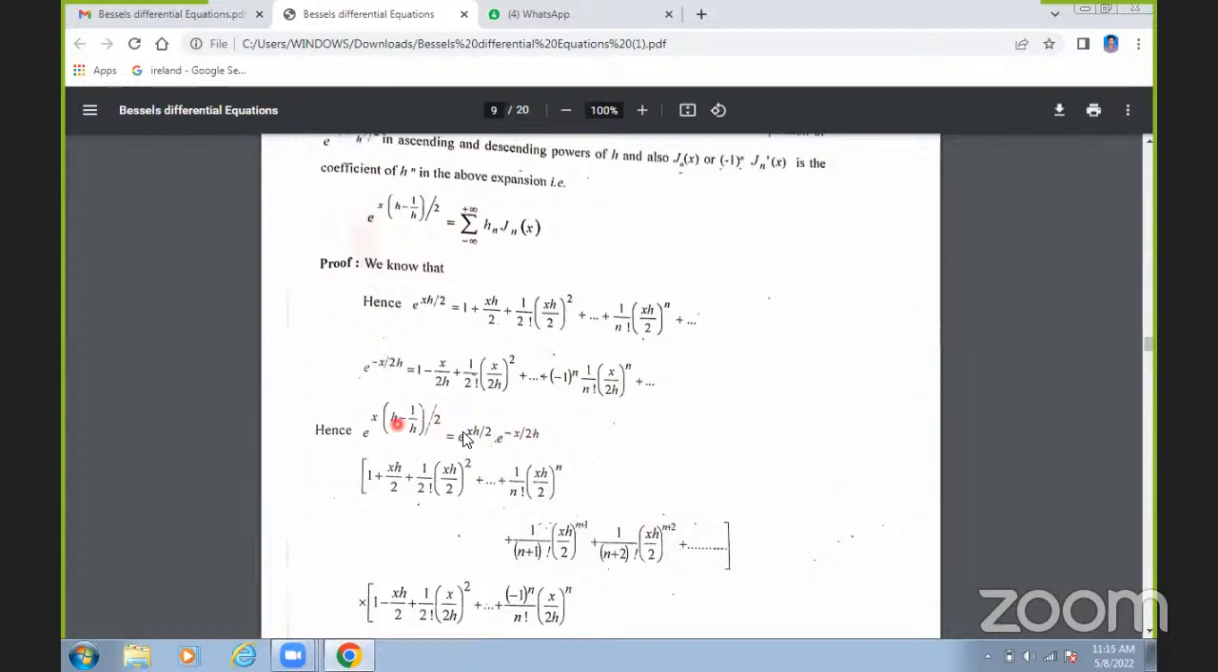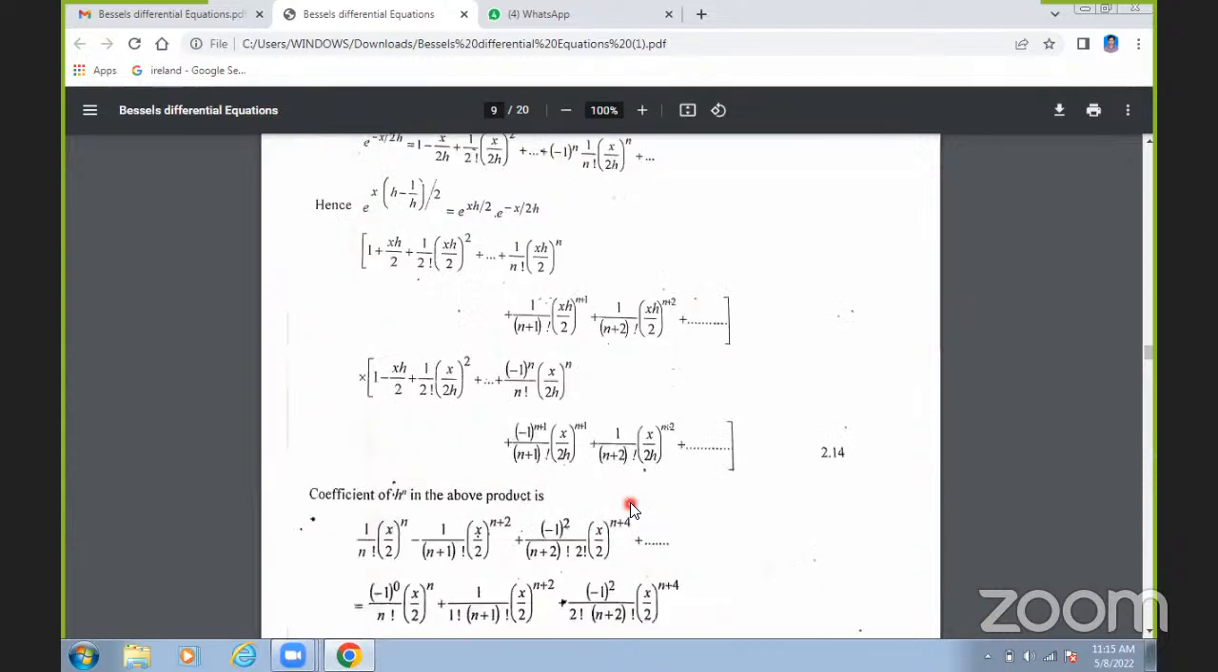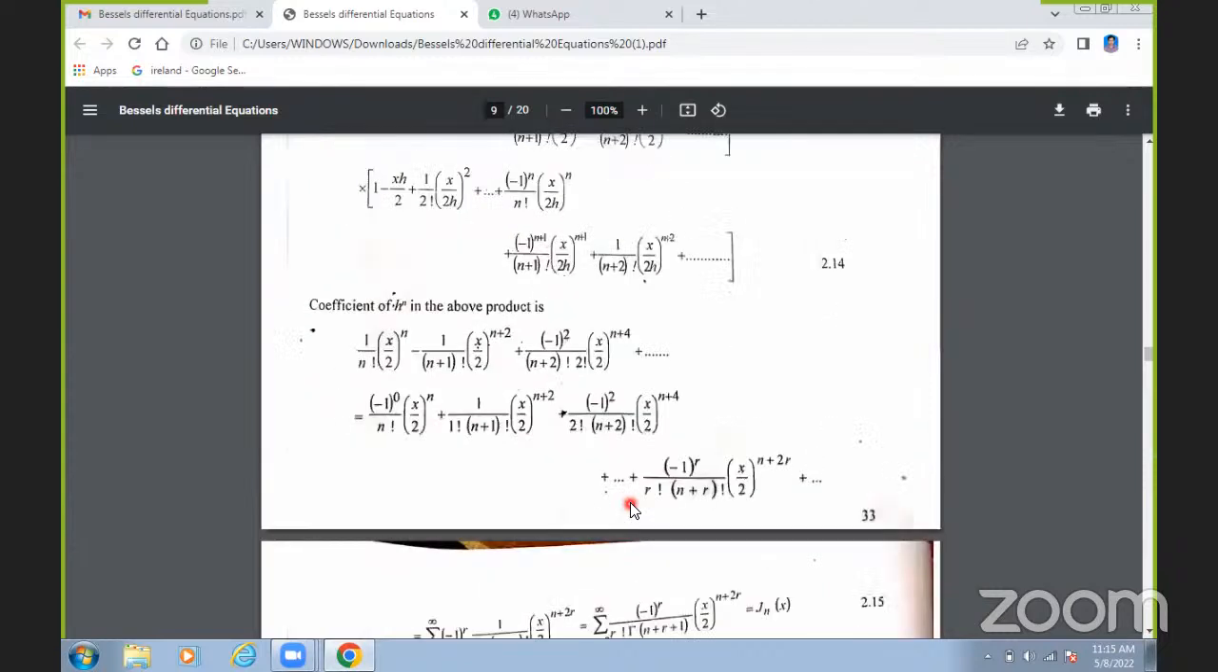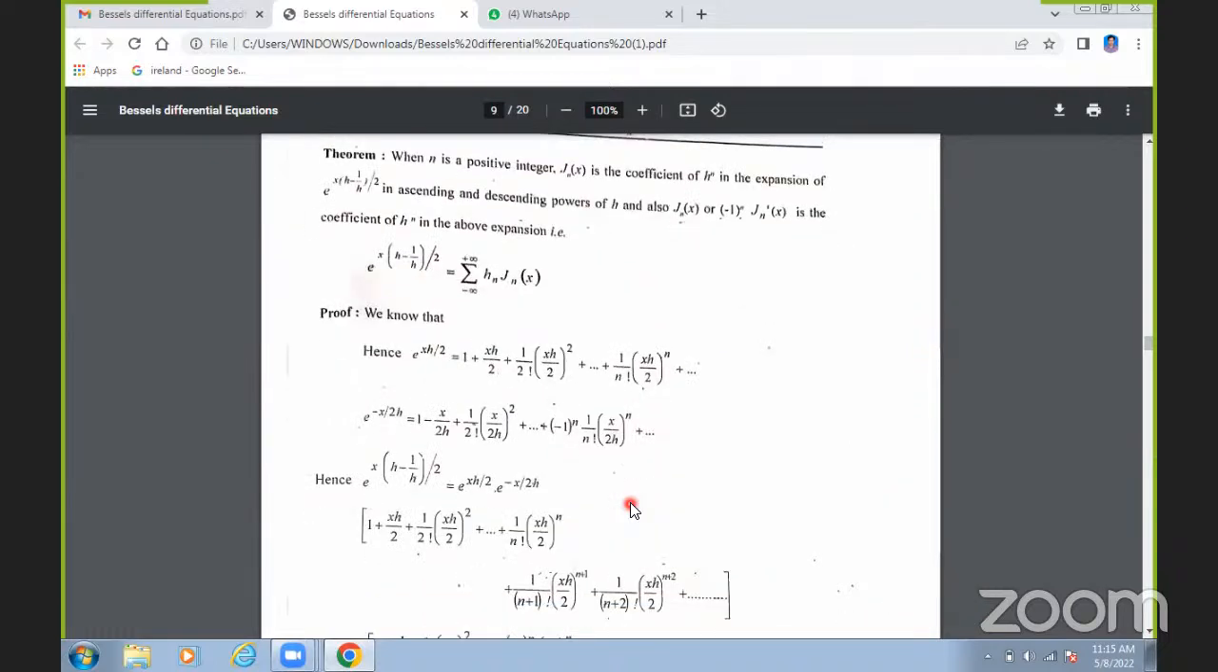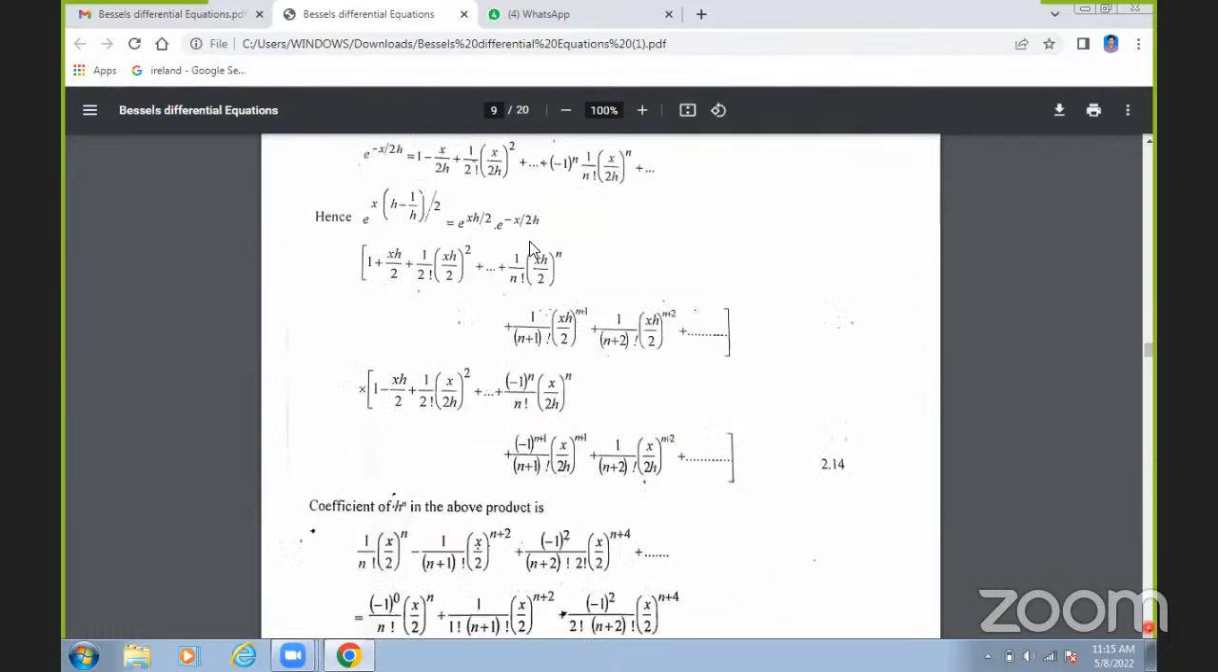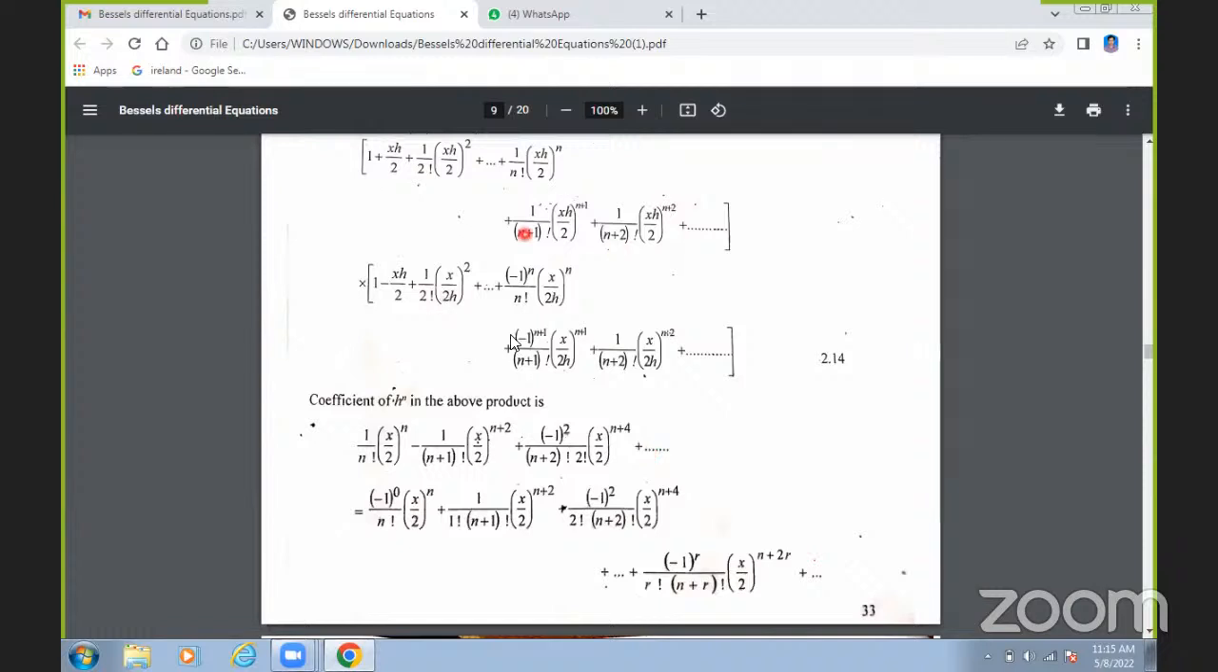So if you add these two, this is the term which we are going to get. We write it as e to the power of xh/2 times e to the power of minus x/(2h). Already we have written the two term values, e to the power of xh/2 is this value, and e to the power of minus x/(2h) is this value. So we substitute here, and this is the equation which arises. This is the first term, this is the second term, whichever we have.